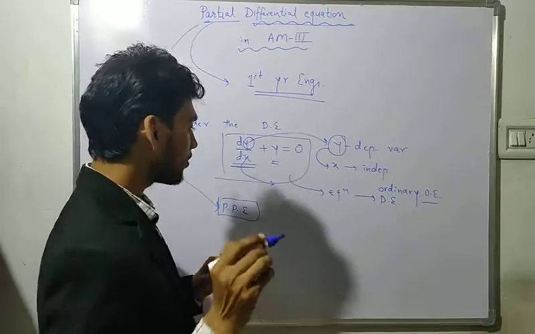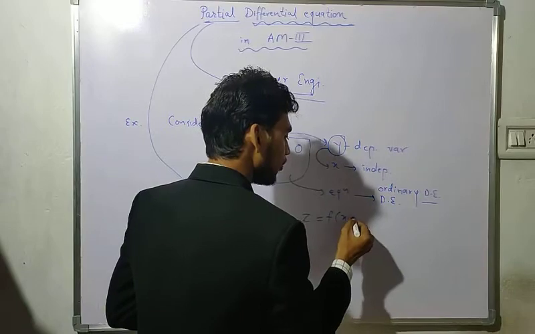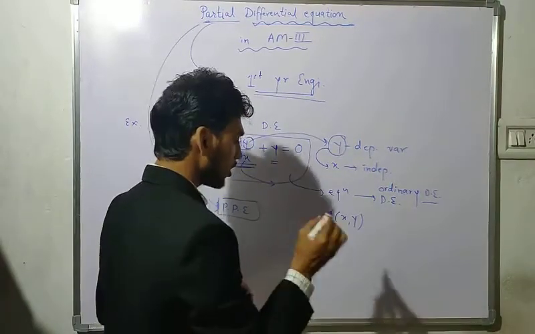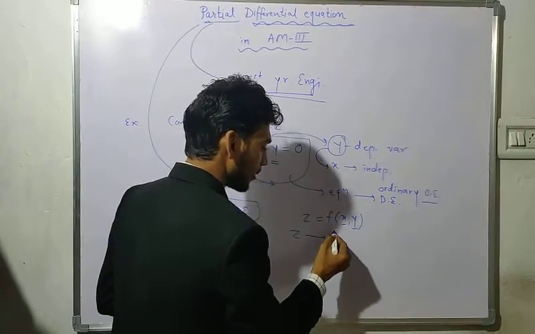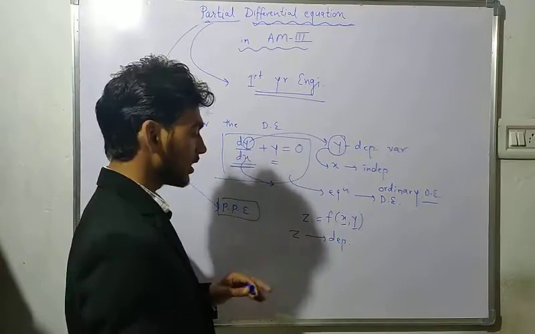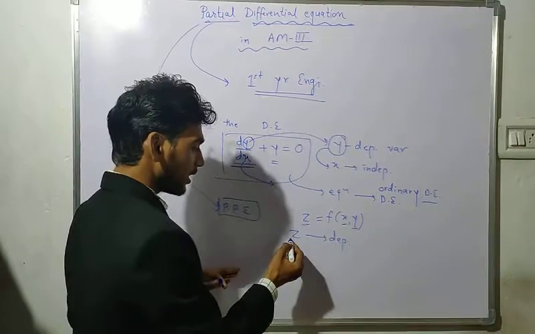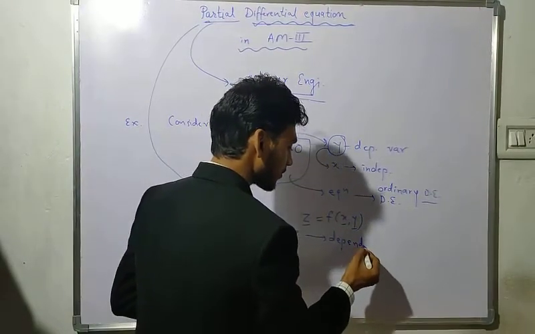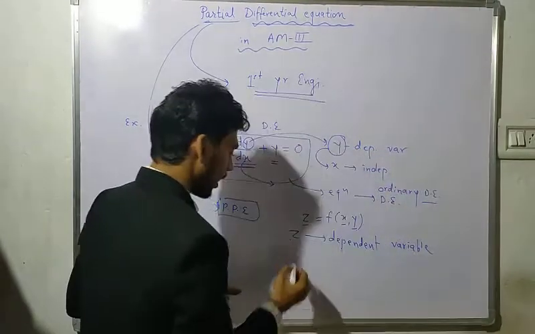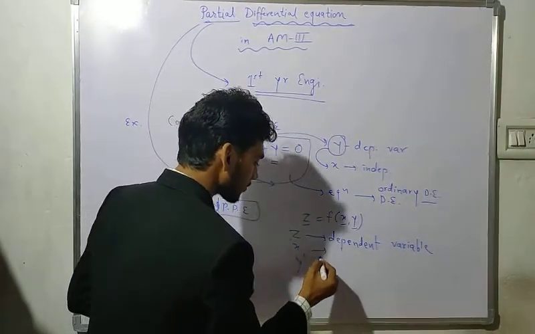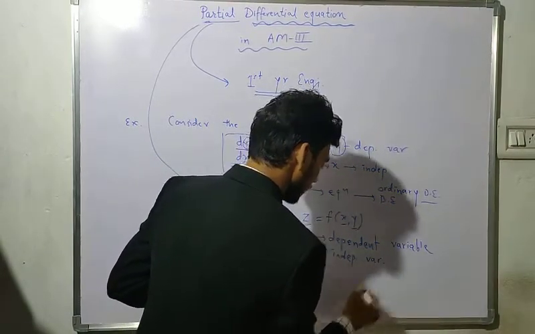Now we will discuss the function z, which is a function of two variables, x and y. So here z is the dependent variable. We will consider a new differential equation in which z equals f of x, y. Then z is the dependent variable, and x and y are independent variables.